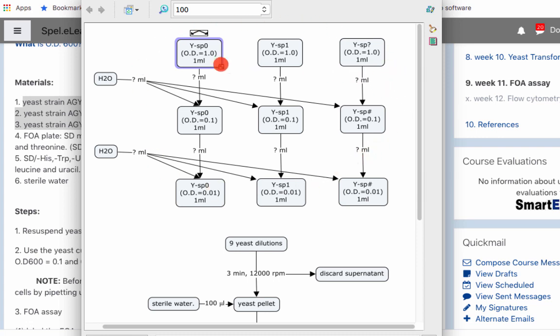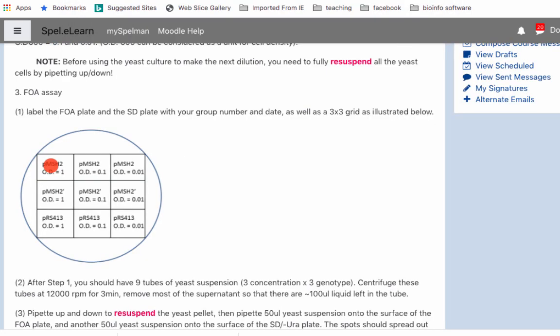So once you prepare the 9 dilutions, you're going to plate the 9 yeast dilutions on the plate. This is a template for how to plate the 9 yeast dilutions on the plate. You're going to plate the 3 yeast strains in rows, right? So here, yeast transformed with the wild type, the mutant, or the empty vector plasmid. And at the 3 different yeast dilutions in columns. So here, this is OD1, OD 0.1, and OD 0.01.